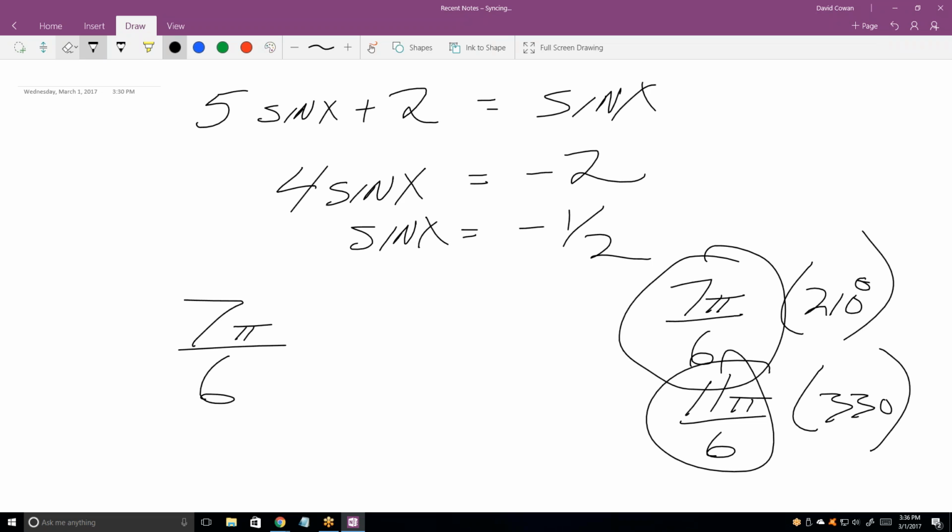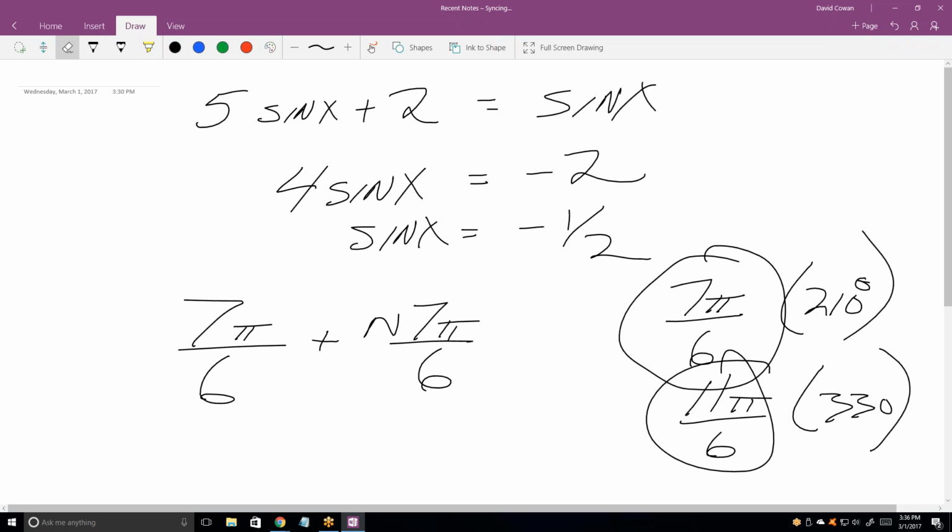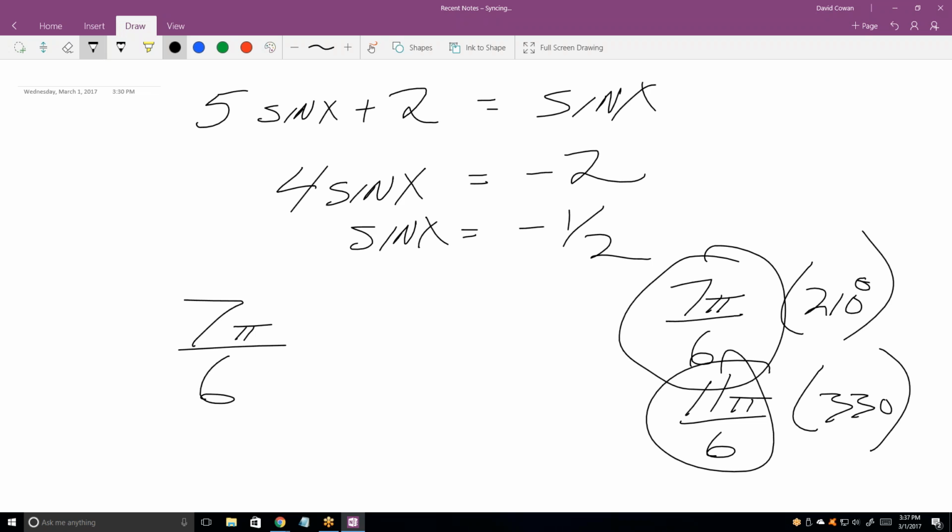But since they want all answers, then the first one is 7 pi over 6, and any multiples of that. Let's go back for a second and list the two angles in the unit circle. If our domain was unit circle only, these would be our only two answers. The question is they want all answers. In other words, they want 7 pi over 6 plus 2 pi. That's another answer. In fact, multiples of 2 pi are other answers.